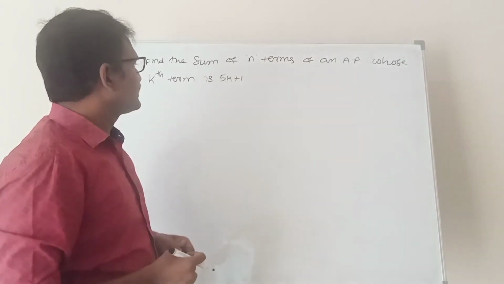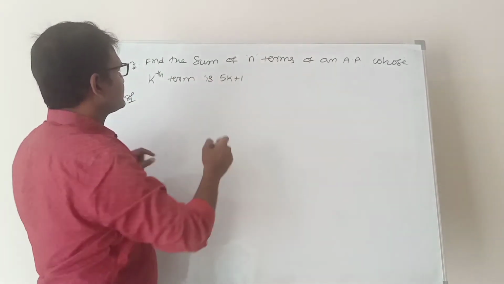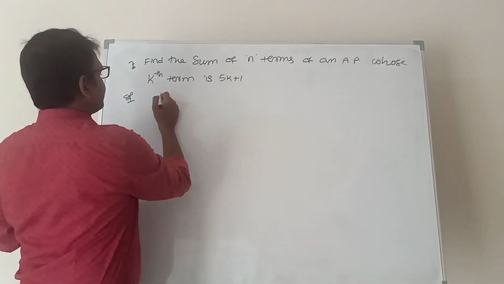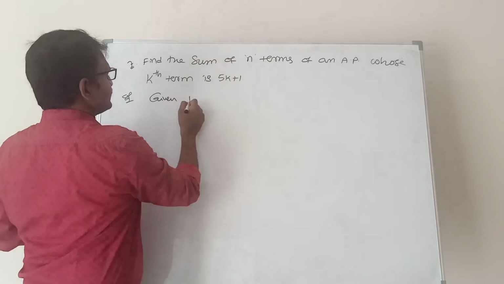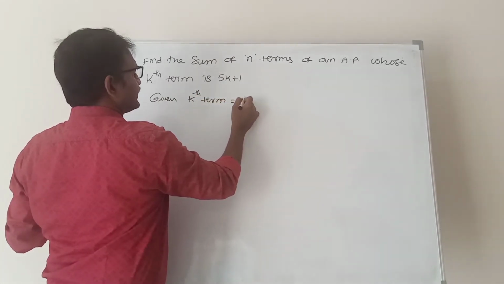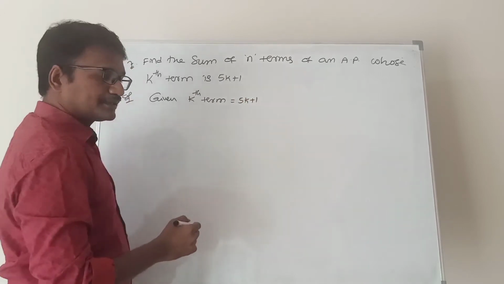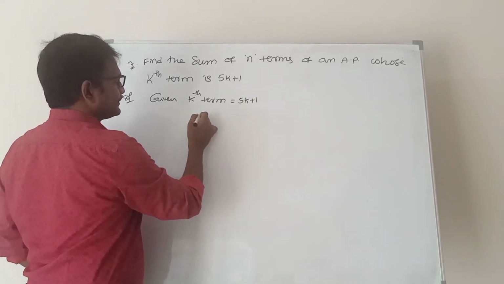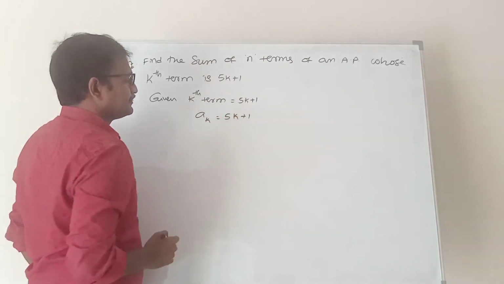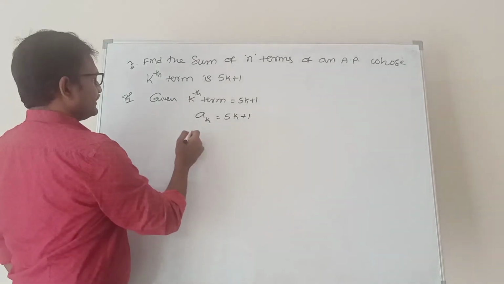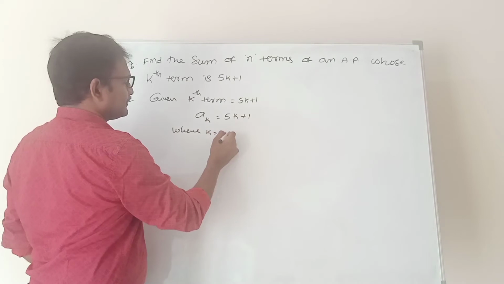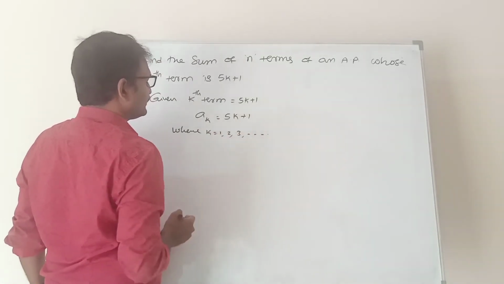Next problem, find the sum of n terms of AP, that means find Sn, whose kth term is given. Given kth term is equal to 5k plus 1. kth term means ak, similarly nth term means an. ak is equal to 5k plus 1, where k is equal to 1, 2, 3, so on up to n, we can substitute.